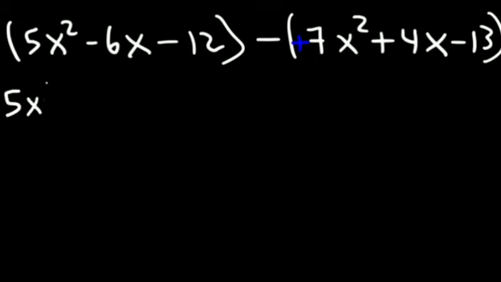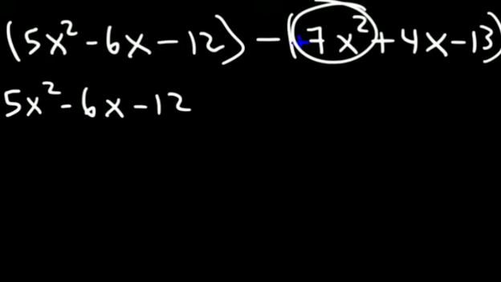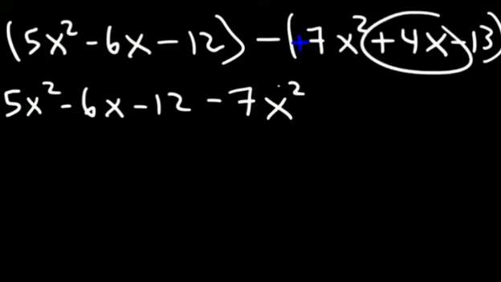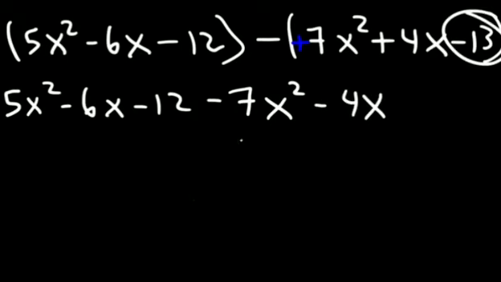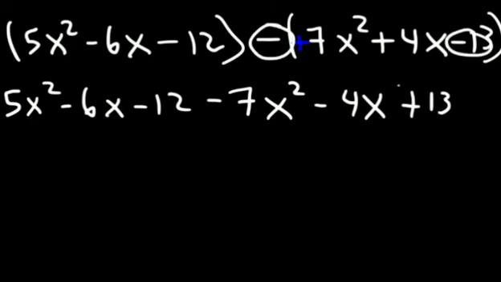So right now we have 5x squared minus 6x minus 12. Now to distribute the negative sign, everything will change sign. So the 7x squared, which was positive initially, will now be negative. And the positive 4x will now be negative 4x. But the negative 13 will change to positive 13 because a negative times a negative is a positive.